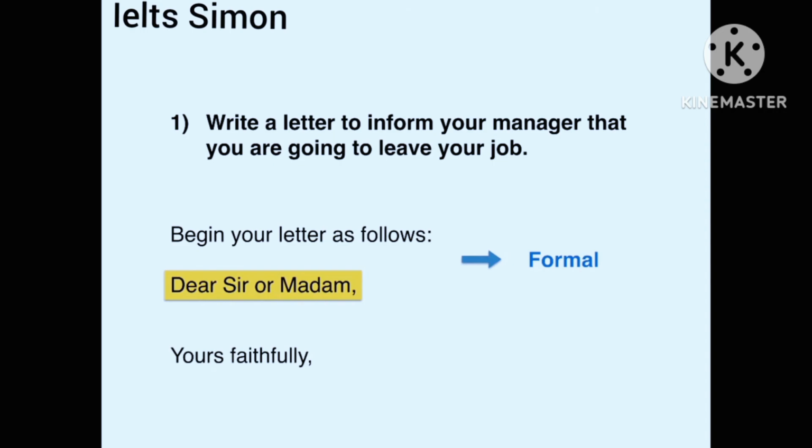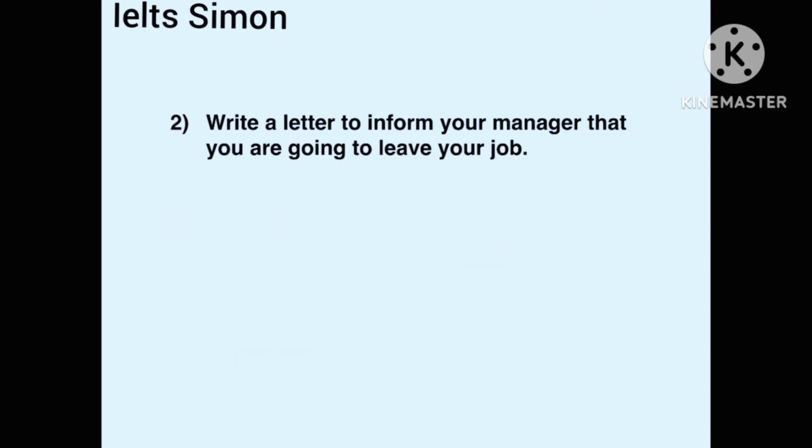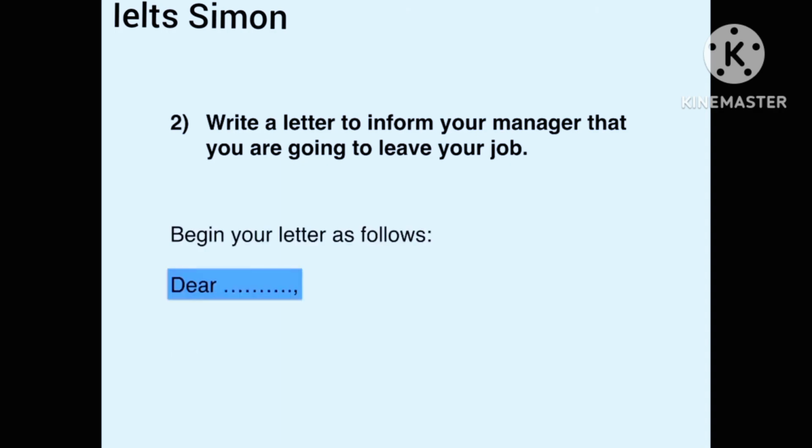Let's look at number 2 now. It's the same question. Write a letter to inform your manager that you are going to leave your job, but in this case the instruction tells you only to begin with dear. So we have to look at steps 2 and 3. The person and the purpose. So who are we writing to? It's the manager, and the purpose is to leave your job. Hopefully you've already got the answer.